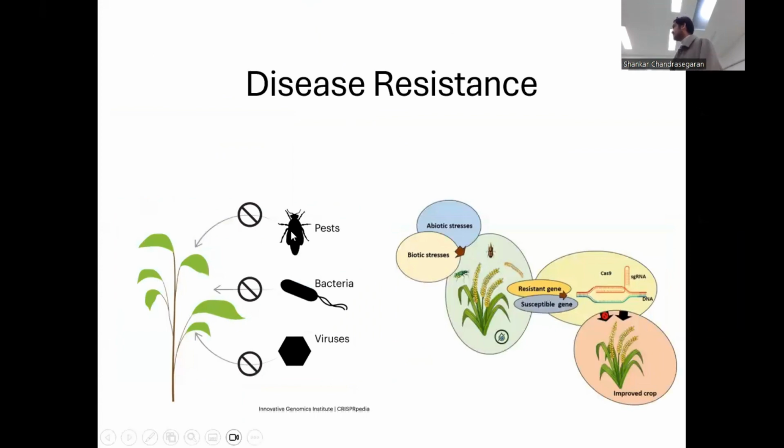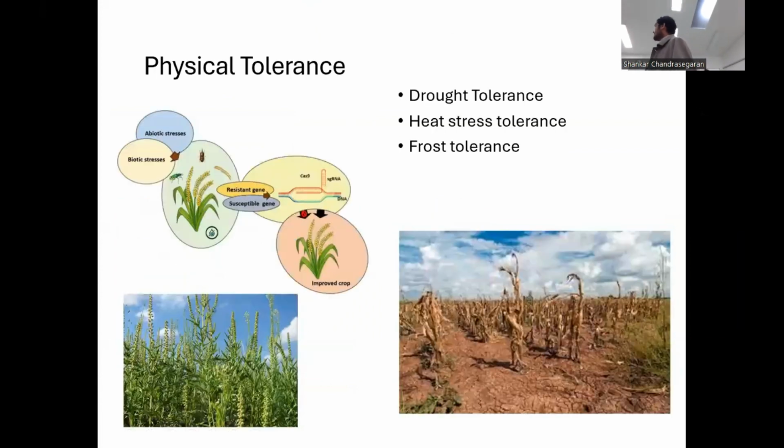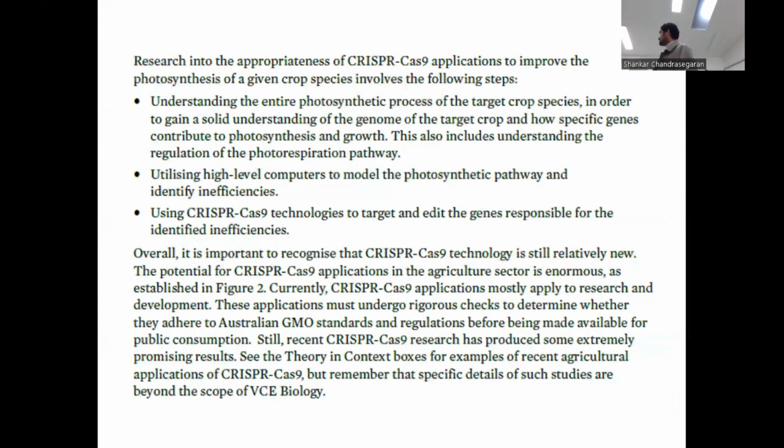And disease resistance, this should be pretty straightforward. Physical tolerance. This is becoming, like I said, especially important with climate change. All three of these are becoming more and more unpredictable, right? We don't know where it's going to get colder. We don't know where it's going to get hotter. And we don't know where there's going to be a drought. So it's going to be more important than ever to modify genes of plants such that they can resist these kinds of sudden changes and be tolerant towards them, or else we're going to have mass die-offs of crops from these kinds of changes.